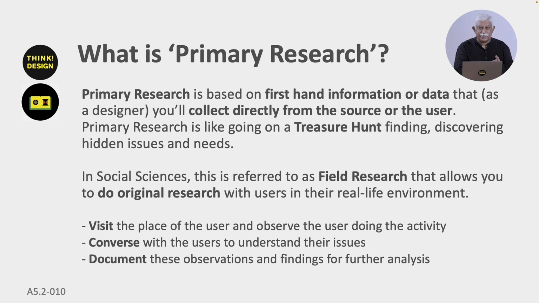In social sciences, this is called field research because you actually go to the field and collect information which is original in nature, and it's done in a real-life environment. It means, very simply, visit the place where the user is doing the activity and observe the user. You can have conversations with the user to understand what the issues are. In the process, you also document these observations and findings, and take them for further analysis. So it's very simple. Primary research means going to the location and getting first-hand information.